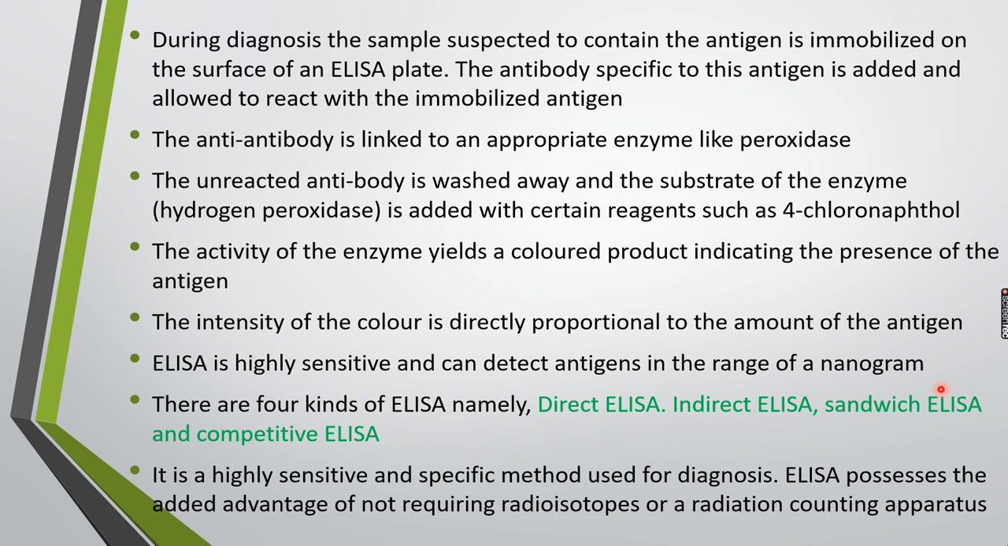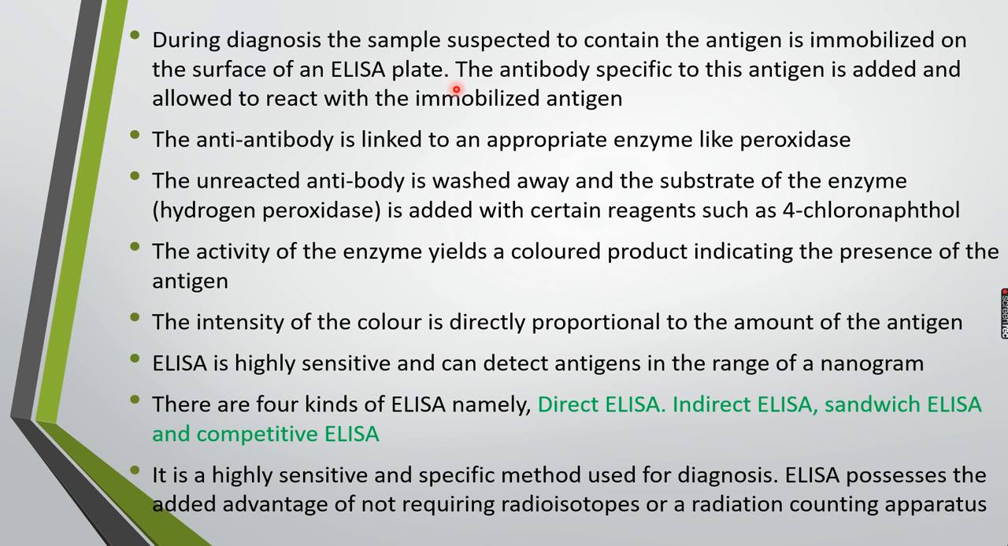We'll see next. During diagnosis, the sample, here we are taking the blood sample containing the antigen, is immobilized on the surface of the ELISA plate. The ELISA plate has certain cavities, and the antigen gets adsorbed into those cavities. After that, the antibody specific to this antigen is added.